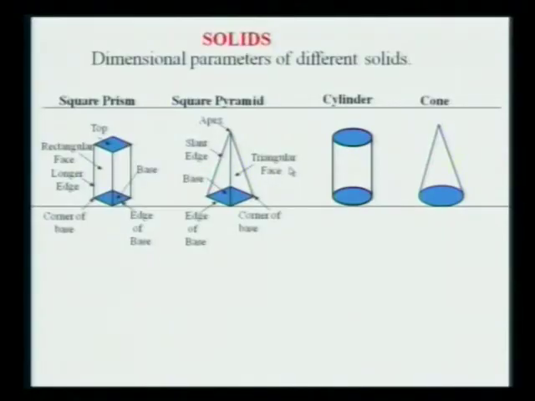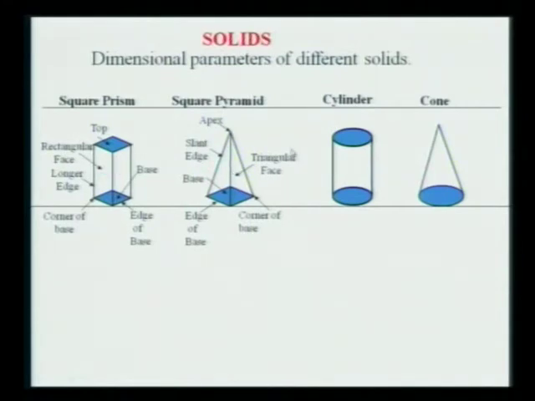Now in case of a pyramid, what is a triangular face? Suppose it is given in the problem that the pyramid is resting on its triangular face, what does that mean? You have to imagine that this is called the triangular face. If it is a square pyramid, how many triangular faces are there? 4. If it is a pentagonal pyramid, then 5.